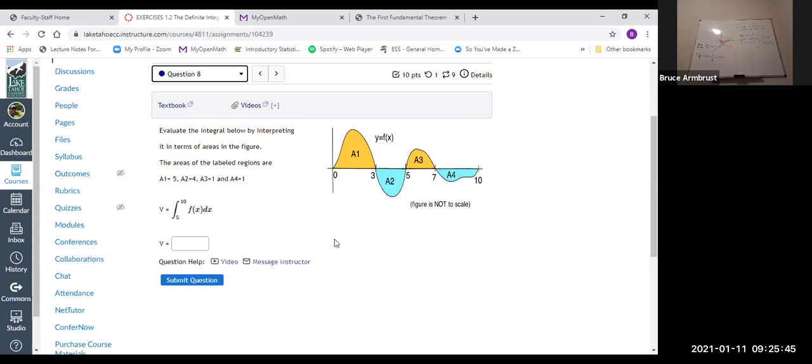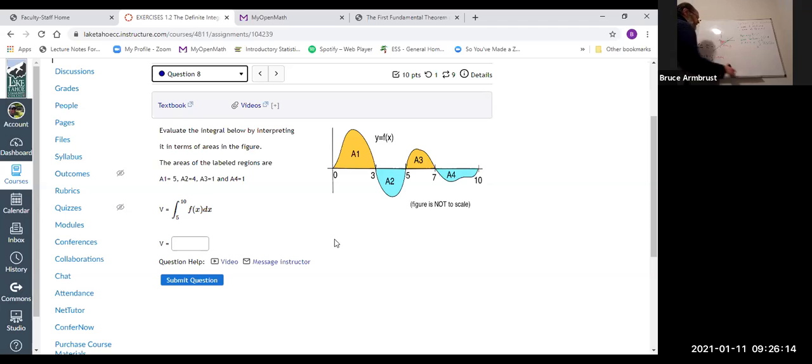There we go. All right, so let's look at this one. And this function definitely sometimes is positive, sometimes is negative, right? And we want to find the total integral. All right, so they told us some areas here. They say the areas of the labeled region. So A1 is 5, A2 is 4, A3 is 1, and A4 is 1.